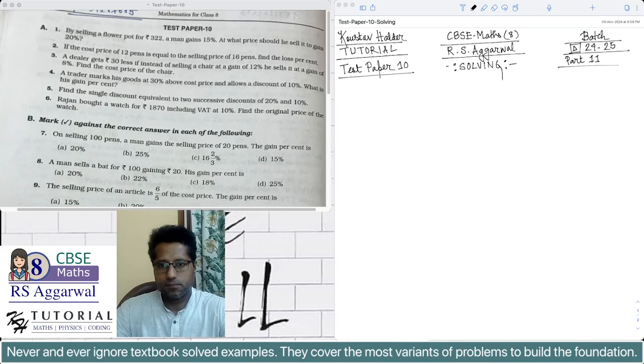Section A. Section A, all the questions are subjective. Problem number 1. By selling a flower pot for rupees 322, a man gains 15%. At what price should he sell it to gain 20%?